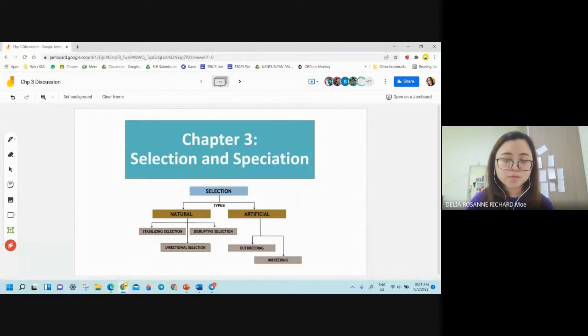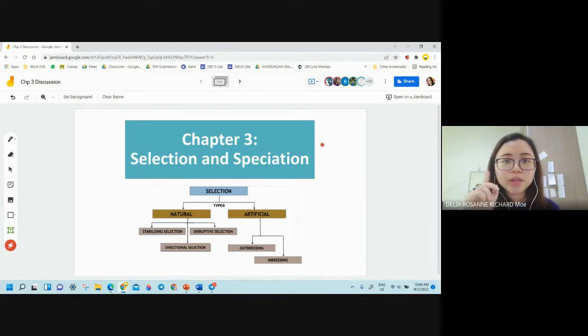Okay, so this is what we have in Chapter 3. In the video lessons and in the notes that I gave you, you should be able to learn about selection and speciation. Under 3.1 selection, we have natural selection and artificial selection. Di bawah natural selection, kita ada stabilizing, disruptive, and directional selection. Whereas under artificial, we have outbreeding and inbreeding selection.